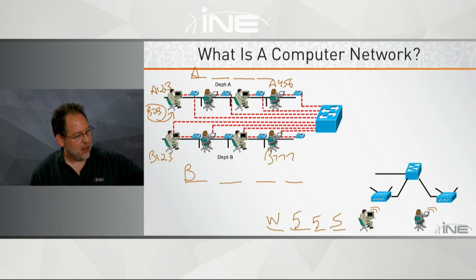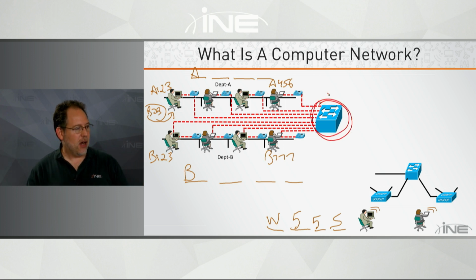As a matter of fact, this networking device right here, this switch that we were talking about, of all the devices that are physically connected to it via wires, it stores those names. This switch knows that on this particular cable right here is A456. On this particular cable right here is B777. It knows that.